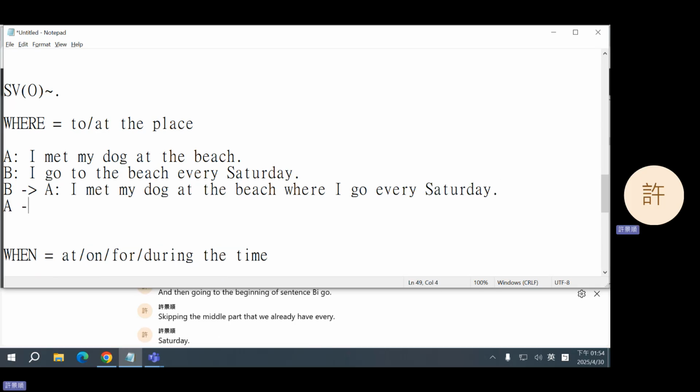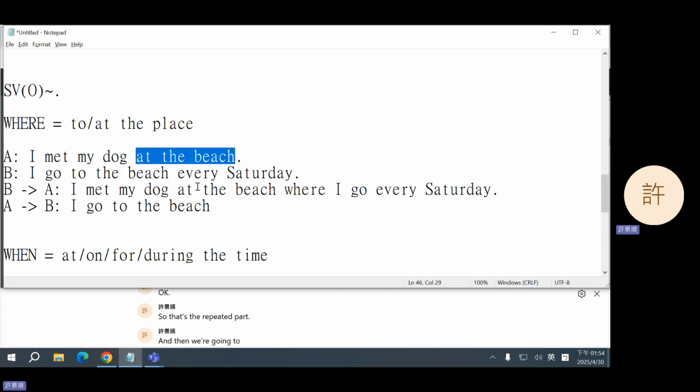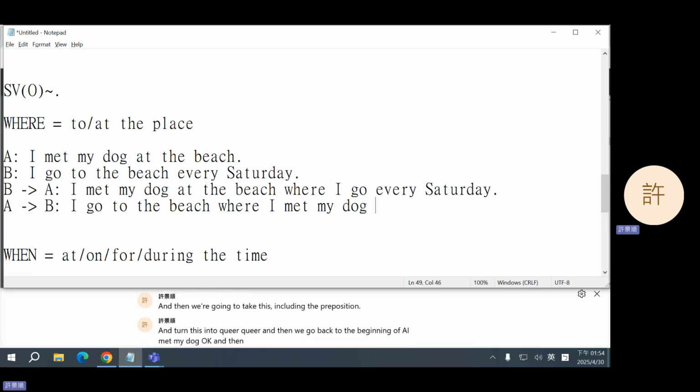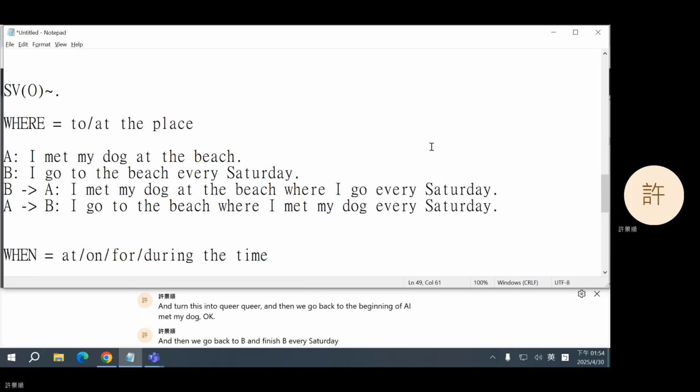Let's do this again in the other direction, B into A, beginning with B. I go to the beach. Okay, so that's the repeated part. And then we're going to take this, including the preposition, and turn this into where. Where. And then we go back to the beginning of A. I met my dog. And then we go back to B and finish B: every Saturday. Questions?